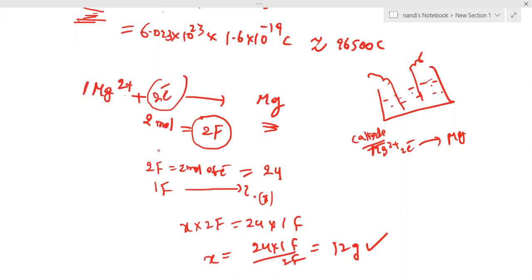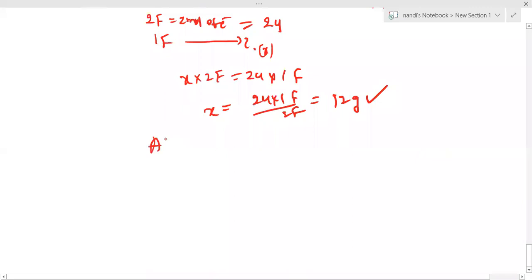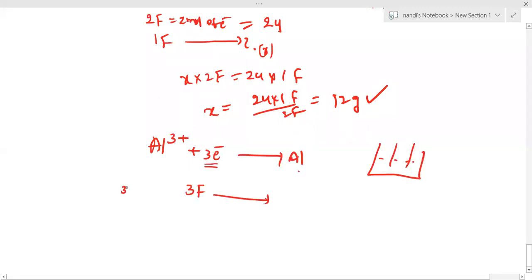You have to imagine that in every case this is only a cell doing reduction. Reduction occurs at the cathode; gaining of electrons means reduction. So 3 Faradays, 3 electrons required. Then 3 plus and 3 minus will cancel, and we get neutral. So indirectly 3 Faradays are required. 3 moles of electrons, nothing but 3 Faradays, equal 27 grams. Aluminum's atomic weight is 27. You have to know atomic masses. If you don't know atomic masses, I can't do anything for you.